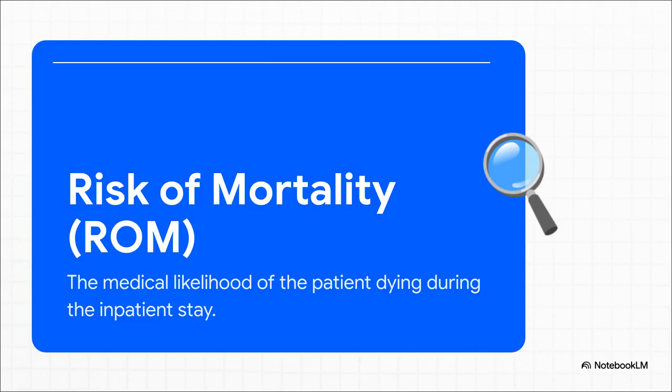Simultaneously, the second axis, ROM, or risk of mortality, evaluates a completely separate metric. It looks at the actual risk to the patient's life, specifically the medical likelihood of them dying during that inpatient stay. You could absolutely have a patient with a high severity of illness who requires intense, complex treatment, but thanks to modern medicine, their actual risk of mortality could be quite low. APR-DRGs are brilliant because they track both of these metrics independently for every single inpatient stay.